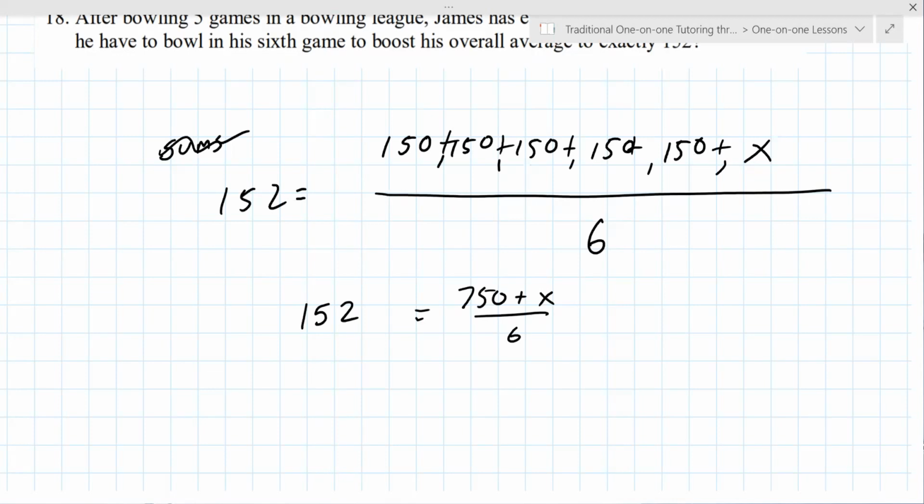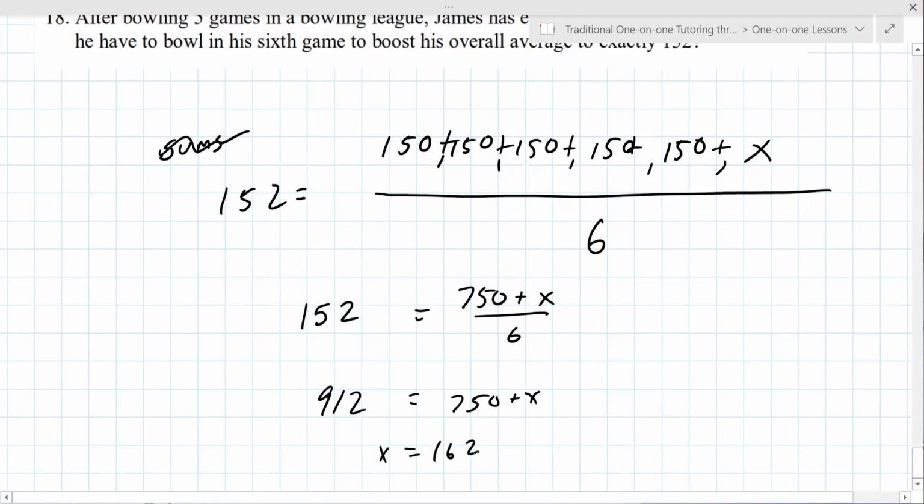Yeah, and it's a lot bigger than you would think because you've already got a bunch of numbers affecting it. So it's like 912 equals 750 plus x, so x equals 162, roughly. Okay, gotcha. Easy. So I find x, the expected value. Yeah, so let's move on. I guess we can do 19.